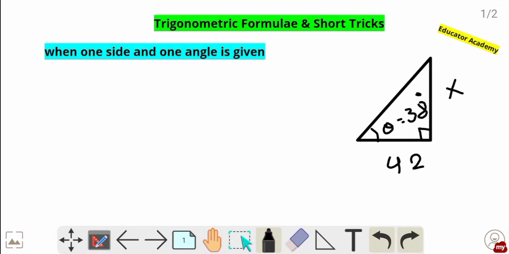So in this case, guys, we have been given one side and one angle. We have to find the x value. So in this case, we have to find the hypotenuse, perpendicular and base. The side opposite the 90-degree angle is the hypotenuse, the side opposite theta is the perpendicular, and the remaining side is the base. So as we know, tan theta is equal to perpendicular over base.